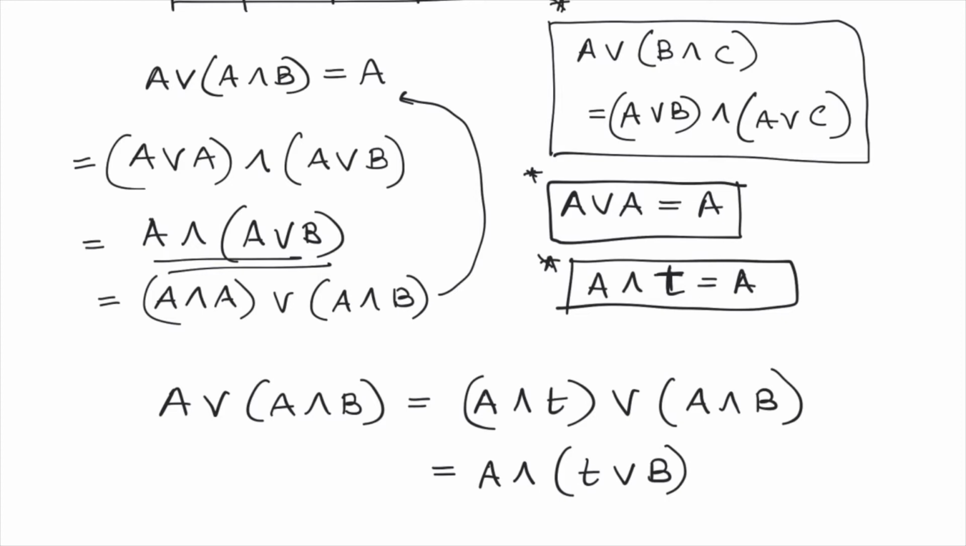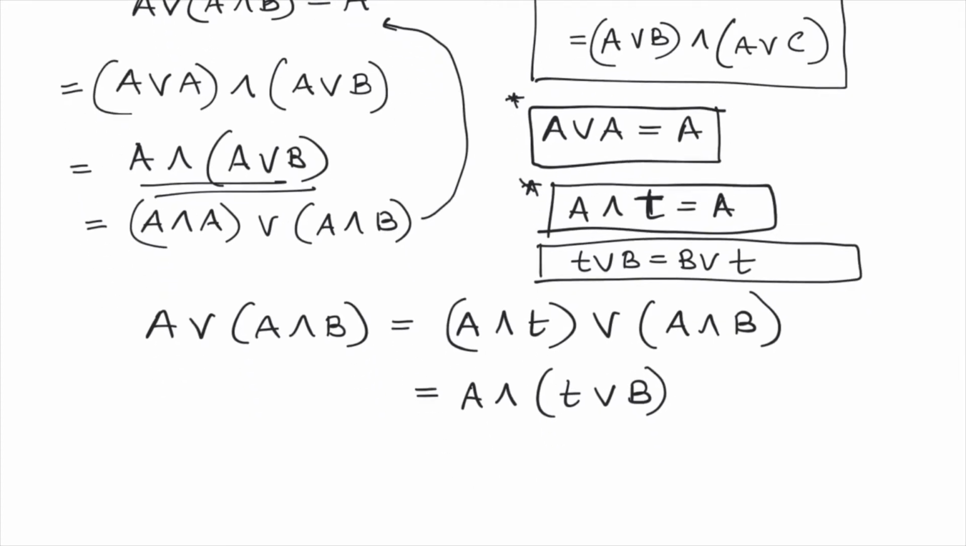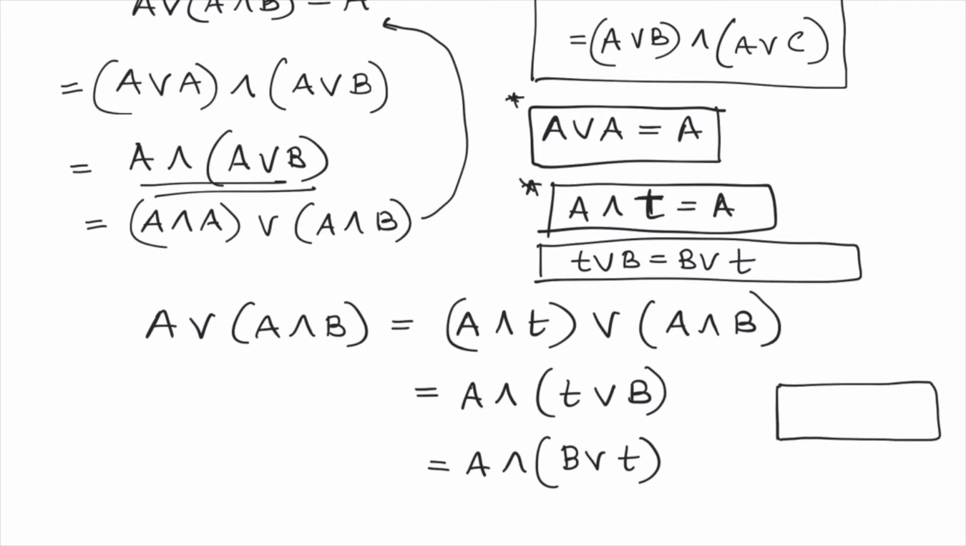Now what is T or B? T or B is the same as B or T, and it is called the commutative law. So this is A and B or T. And now what is B or T? B or T is nothing but T. And this is what we call the domination law. B or T is equal to T. So that is the domination law.